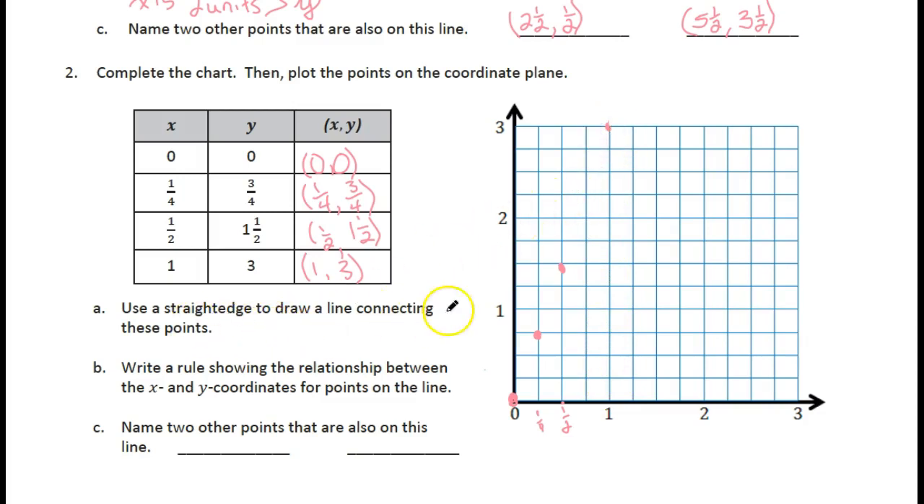Okay, so we plotted them. Now we use a straight edge to connect them. Write a rule showing the relationship between the x and the y coordinates as you do this. So, let's see here. So this is saying add 1/2. This one is saying add 1. This one is saying add 2.